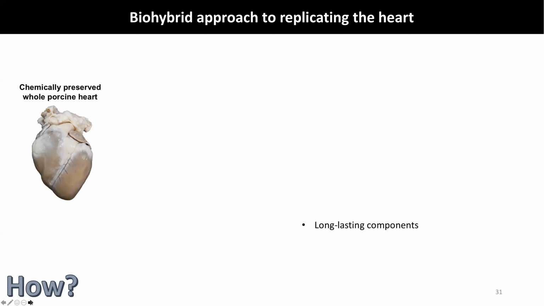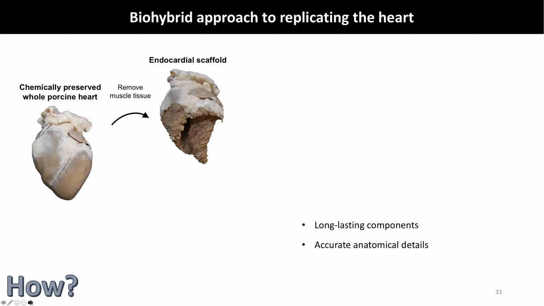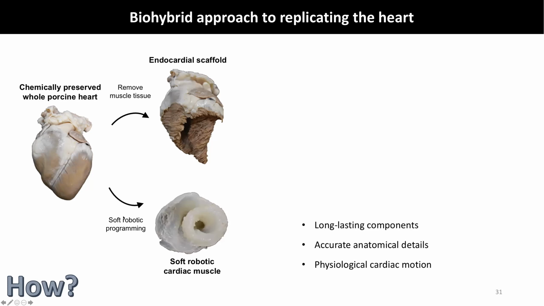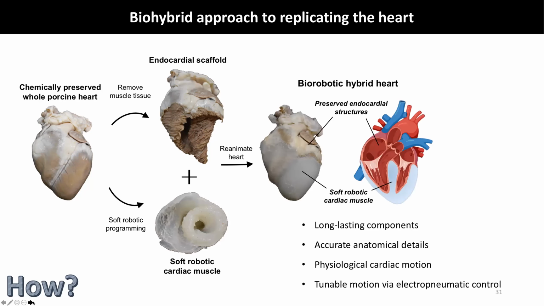So we took a chemically preserved whole porcine heart, so we had accurate anatomical details. We removed the muscle tissue very carefully by following the myocardial fiber orientation. So we had this endocardial scaffold and retained all the intracardiac properties. And then we used soft robotic cardiac muscle to replace the removed heart muscle.